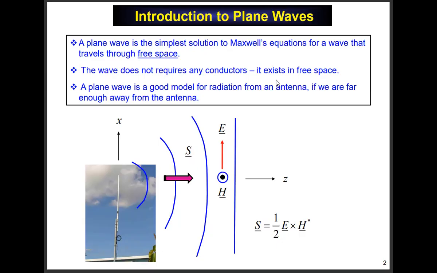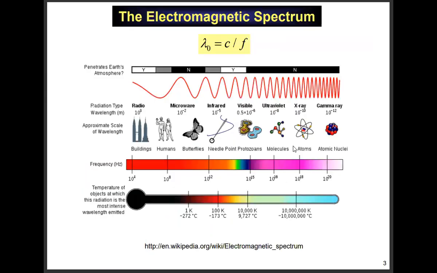A sound wave requires air. A water wave requires water, right? An EM wave doesn't require anything. It can go through vacuum, right? Anyway, I already said this. It's a good model for antenna radiation far away from the antenna.